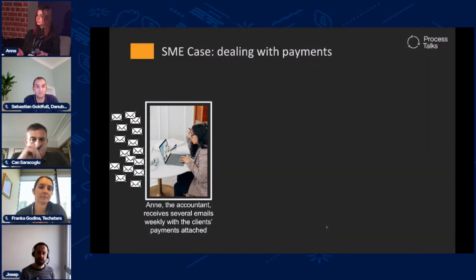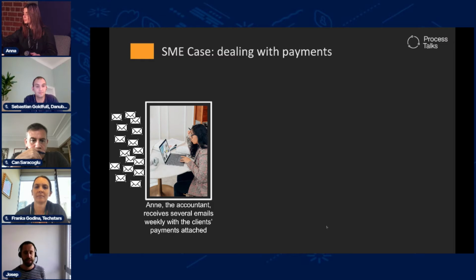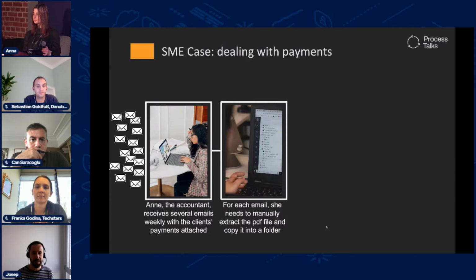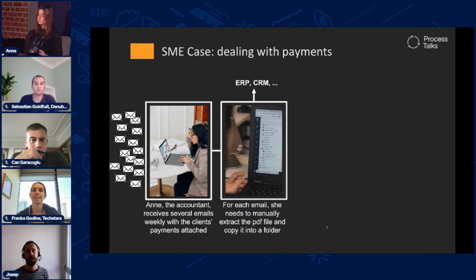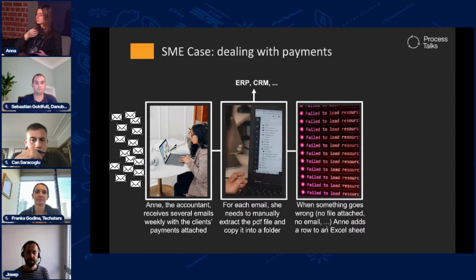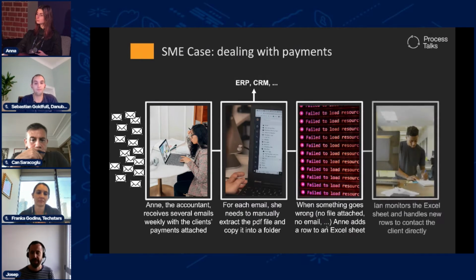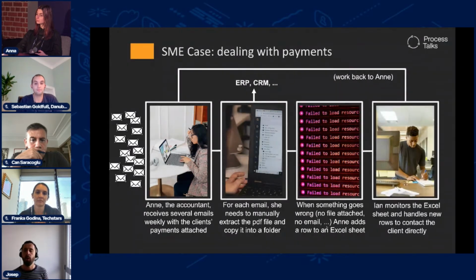We have Anne, the accountant of this small SME, and she receives on a daily basis tons of emails representing the clients' payments. For each one of these payments, she needs to read the email, extract the PDF, extract the information on the payment from this PDF, and upload it into the accounting system. If something goes wrong, she needs to file the case in an Excel sheet, which is monitored by Ian, who takes care of contacting the client individually and asking them to send back the information to Anne.